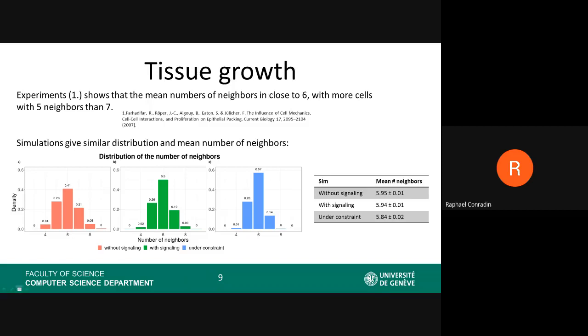So this is the result that I obtained with my simulation. We can see that we are very close to 6 with the mean number of neighbors, and we have more 5 neighbors than 7, which seems correct according to the experiment.